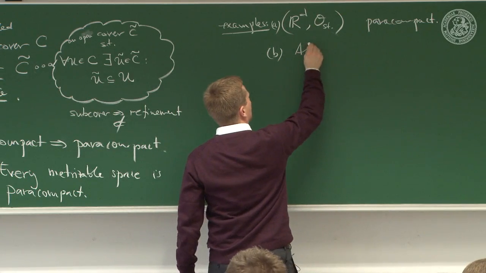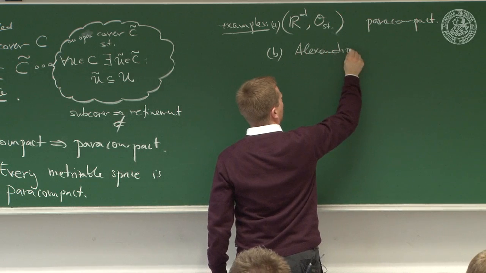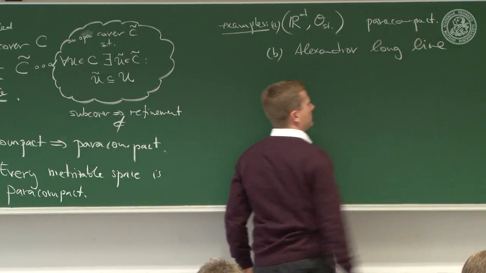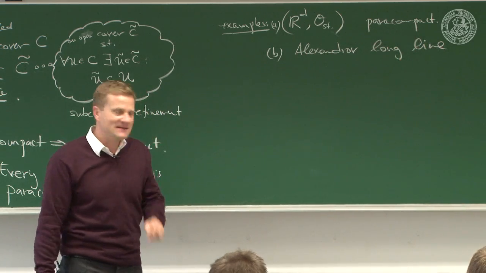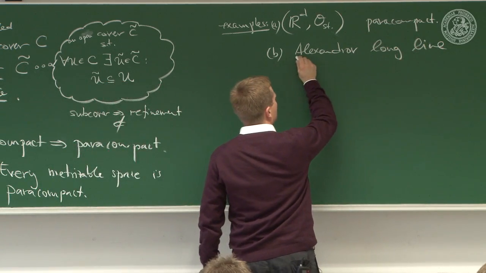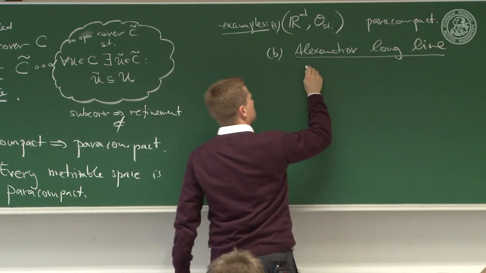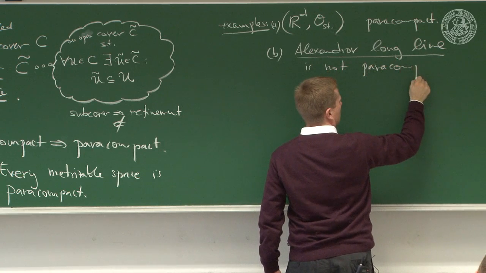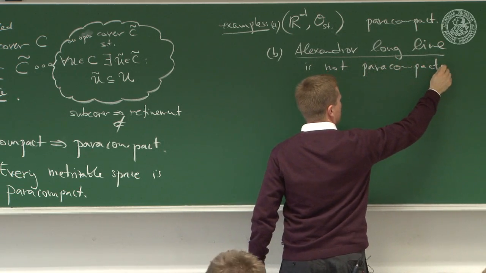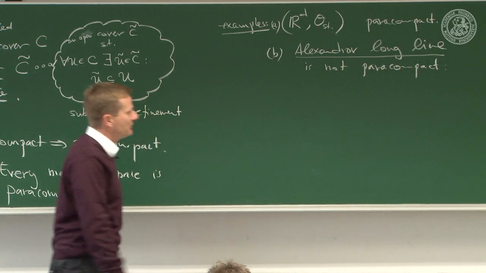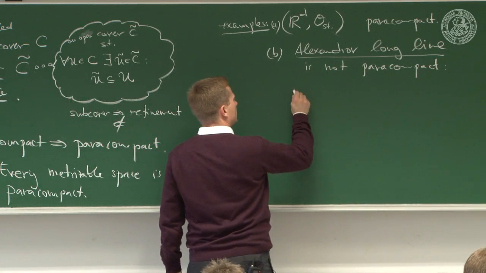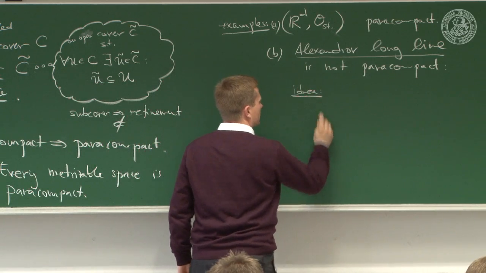there's a thing called the Alexandrov line, or the Alexandrov long line. That's cute. And so the idea here, I'm not going to write this down. So I first say it's not paracompact. It's a counterexample. It gives you a taste of how artificial such spaces are in some sense. So the idea, I just sketched the idea.